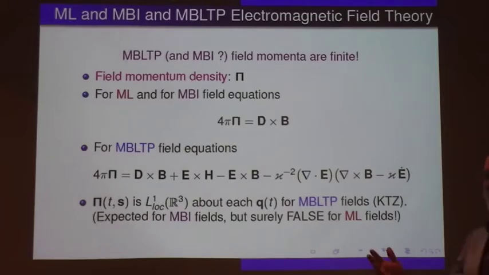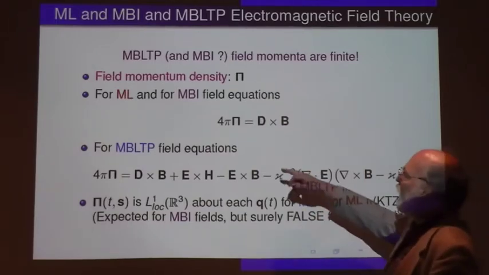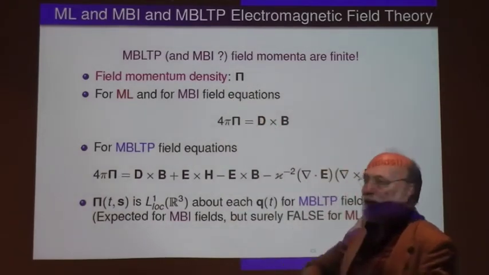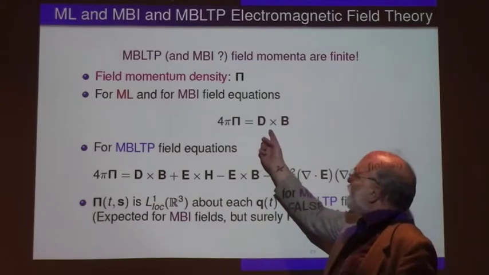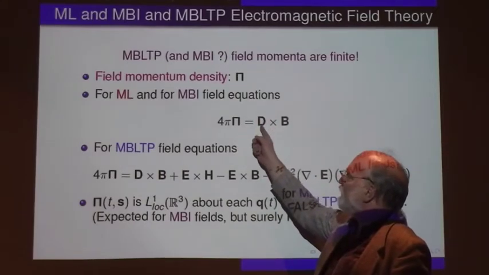And who came to the rescue is Mr. Poincaré again, who also had suggested something that you will see a little bit later, for which one needs the field momentum. So I denote the field momentum with a Greek capital Pi here. For the Maxwell-Lorentz and for the Maxwell-Born-Infeld field equations, it turns out that the field momentum is given by 1/4π times D cross B.